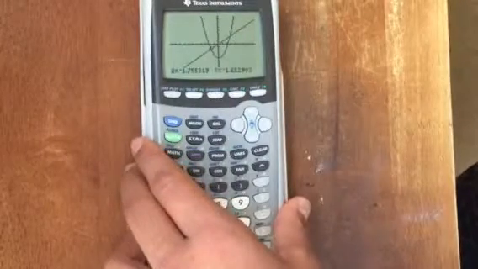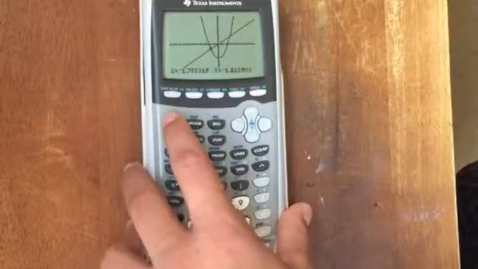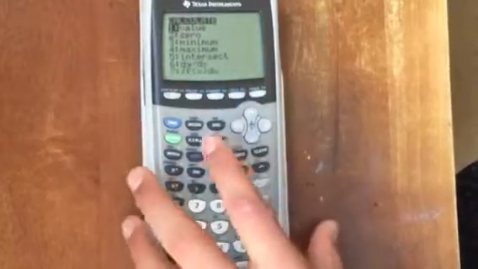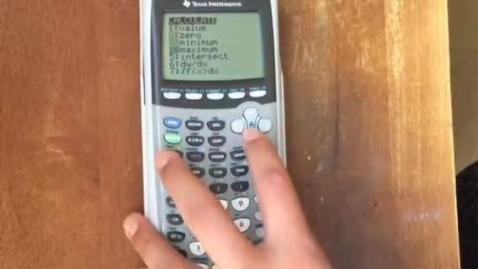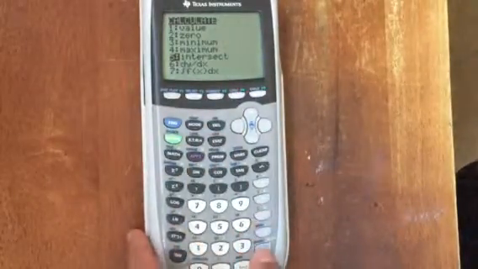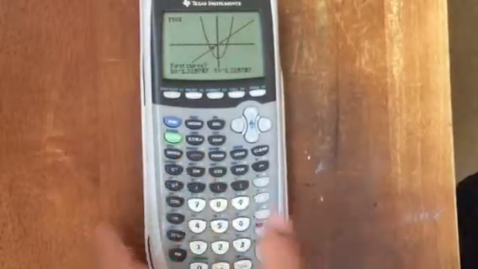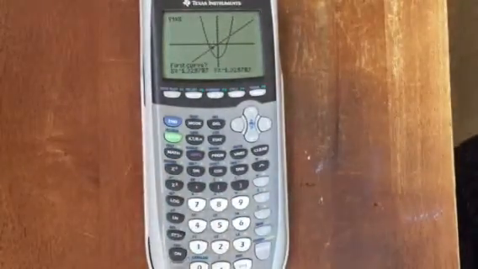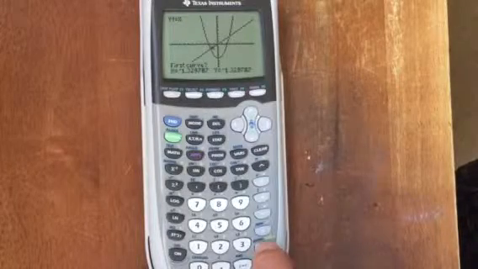So to figure out the intersections using the calculator, we're going to want to hit second calc. It'll give us this list. We're going to take out the list and we're going to choose intersection. It's going to ask for our first curve. So that's the first line that's on the graph. That's the y equals x. We're going to hit enter, choose it.